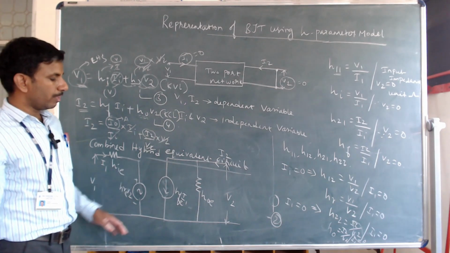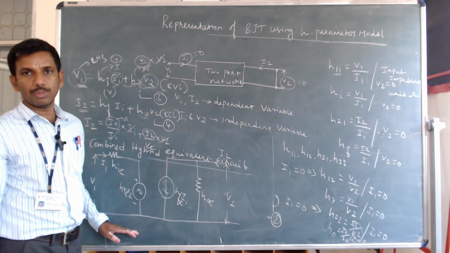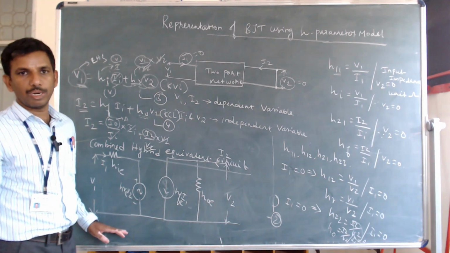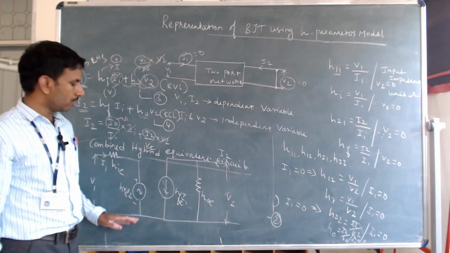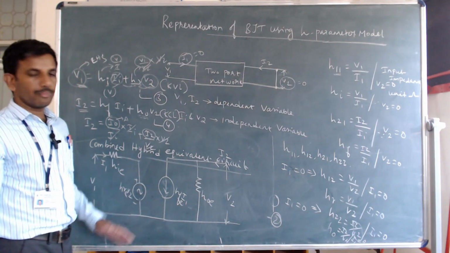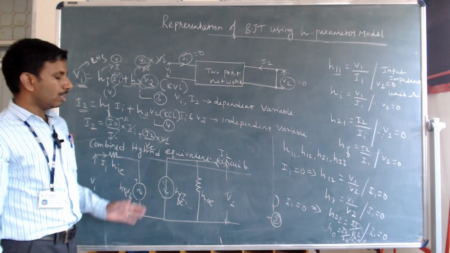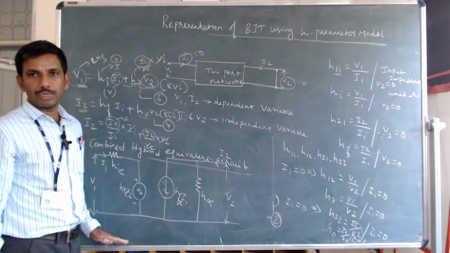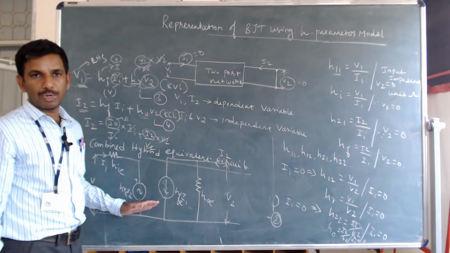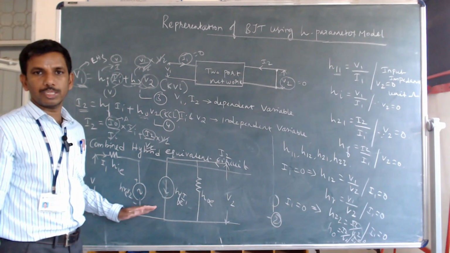This particular H parameter model is useful while doing transistor AC analysis. If you want to do the AC analysis of the BJT, the BJT needs to be represented by its equivalent model, and for this the H parameter model is useful. Why are we going for the H parameter model instead of the Z parameter or Y parameter? Most transistor manufacturers represent the transistor parameters using this H parameter model only, so the H parameter model is useful to analyze the transistor amplifier.